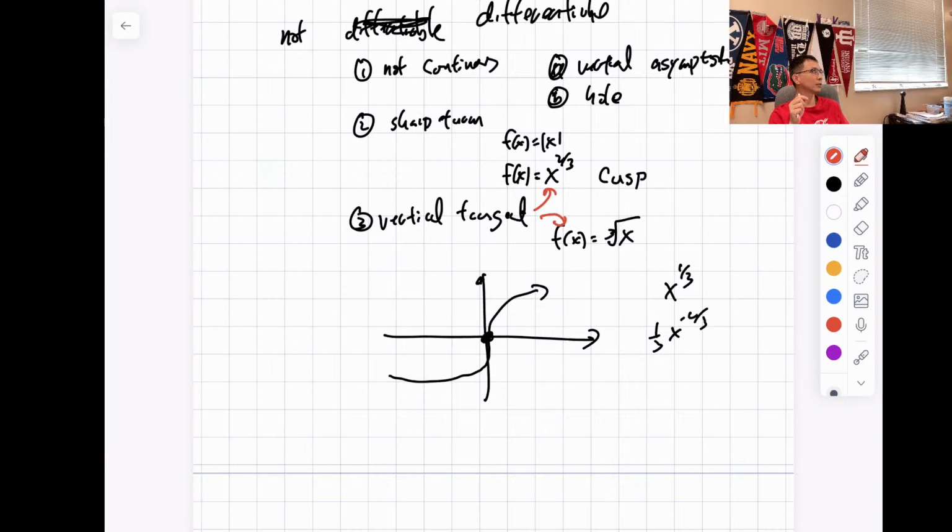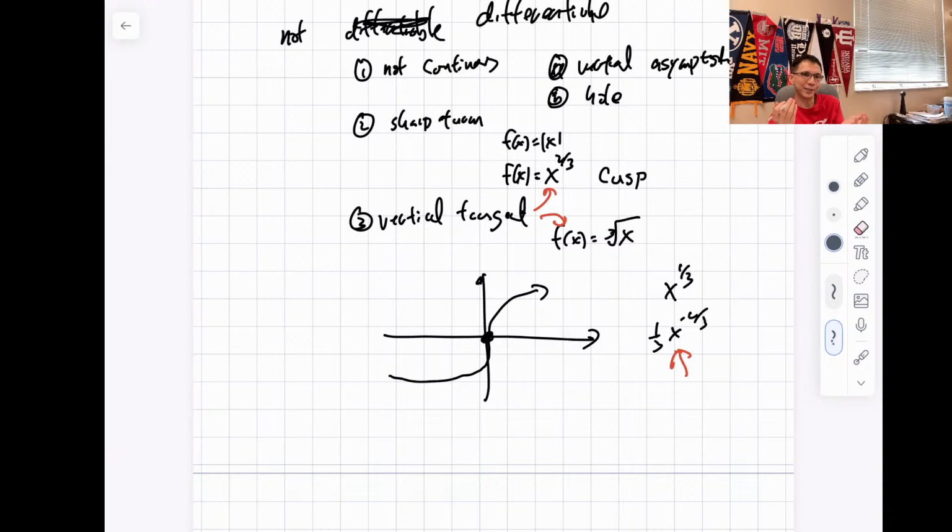Okay, vertical tangent, because the slope is going to be infinite. Imagine if I plug in 0 here. We can't even plug in 0 because it's in the denominator. But not only that, if we can't plug in 0 in the denominator, we have to use the limit approach. So we plug in, say, 0.1 in there. We're going to find out it's positive infinity. If we plug in negative 0.1, that's also going to be positive infinity.